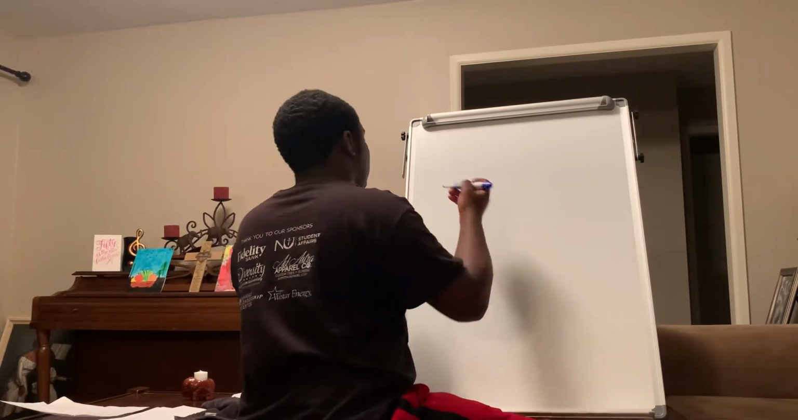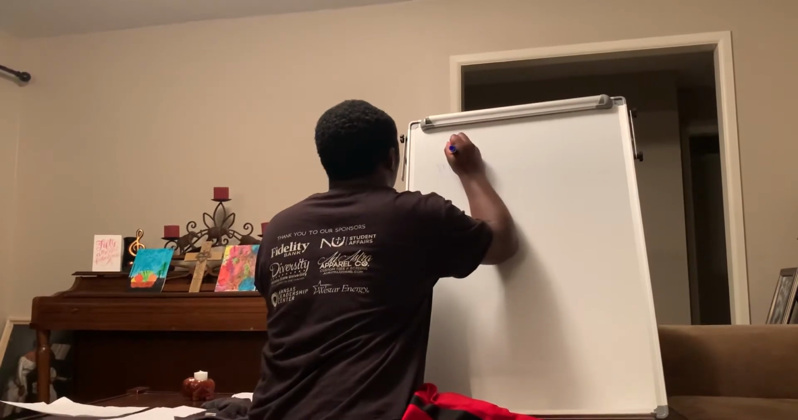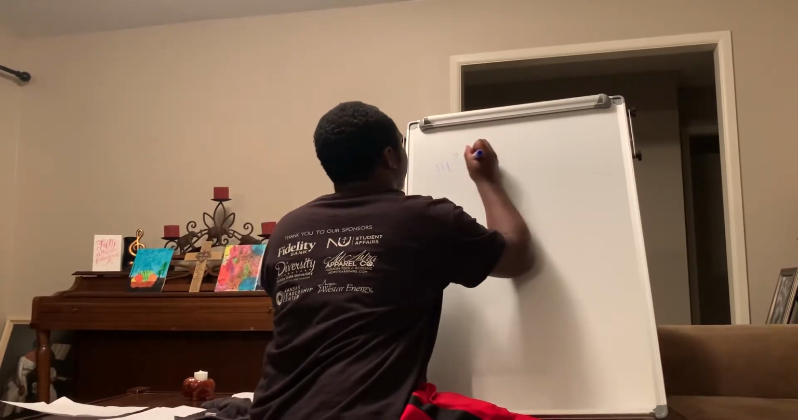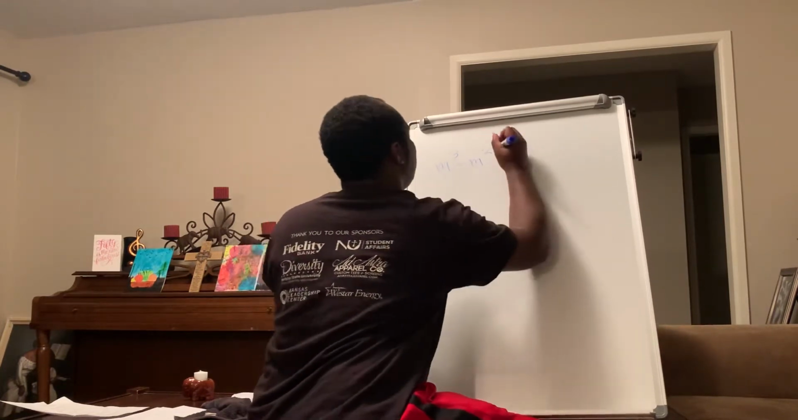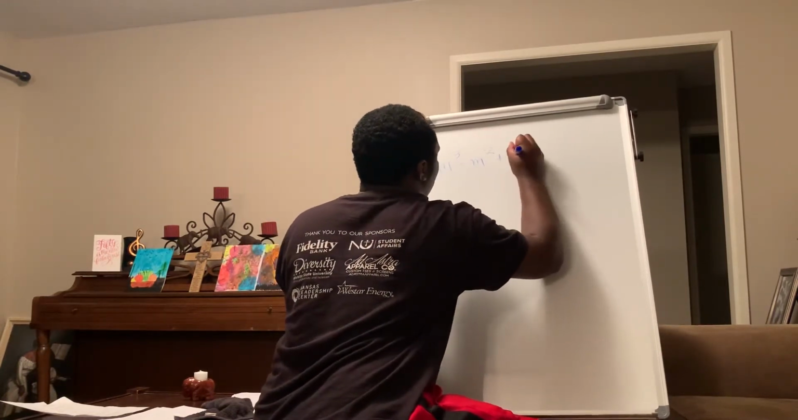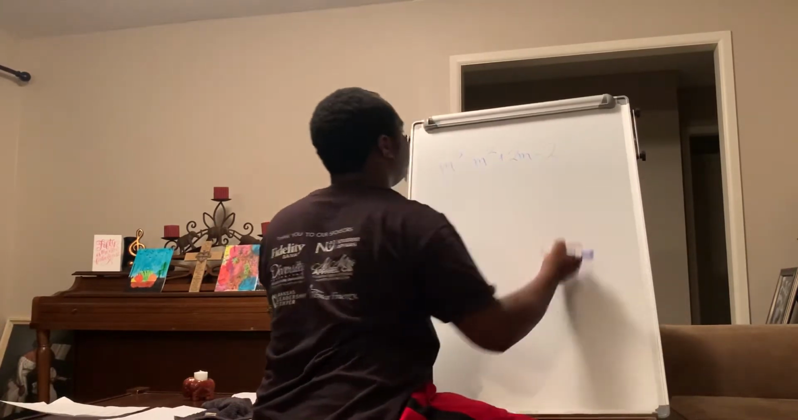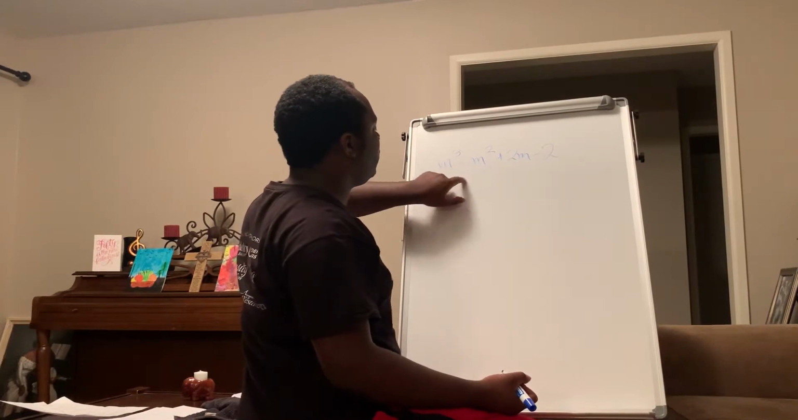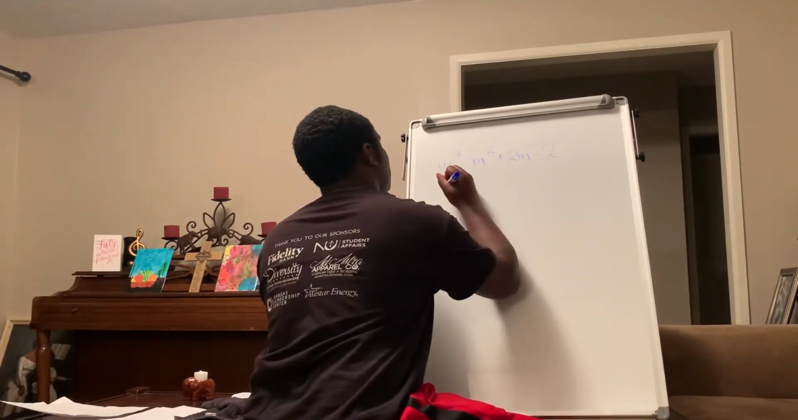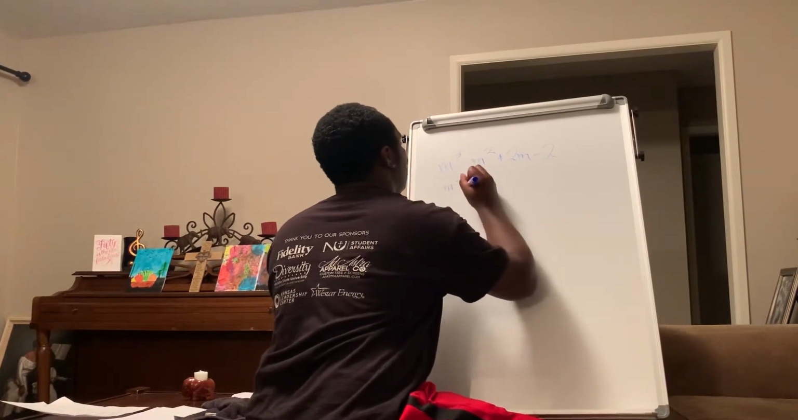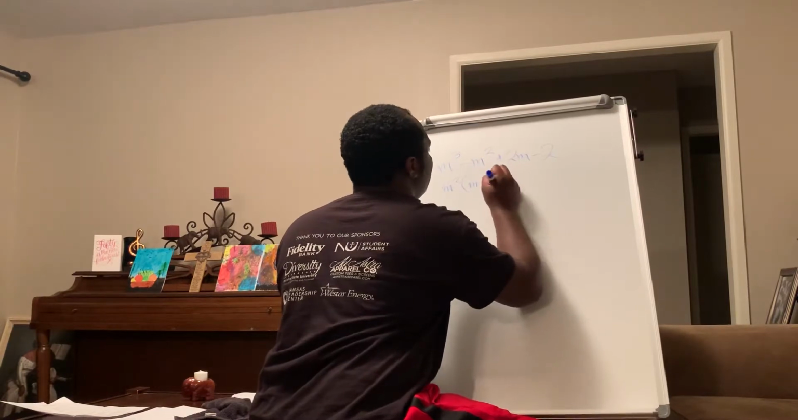The next question is m to the third minus m squared plus 2m minus 2. Okay, so I'm going to combine these two. Between these two, all I have in common is m squared. So m squared will be on the outside. I have m minus 1.